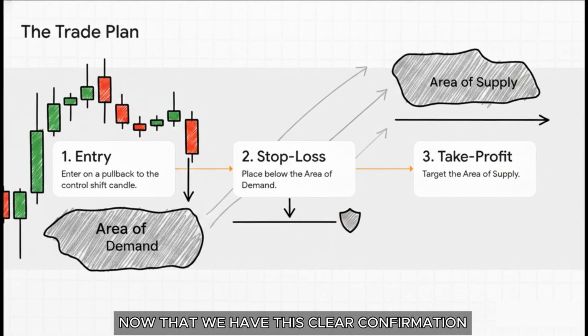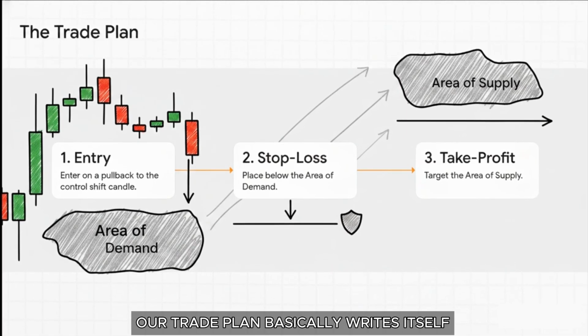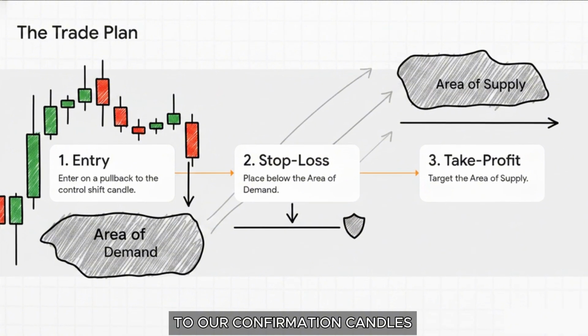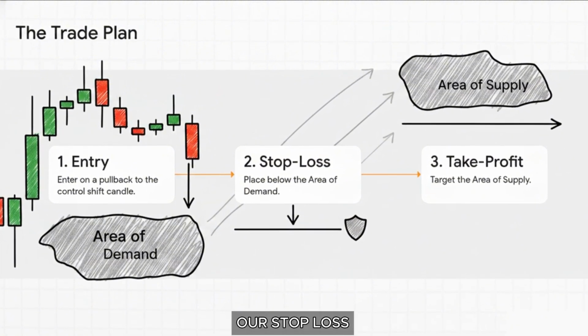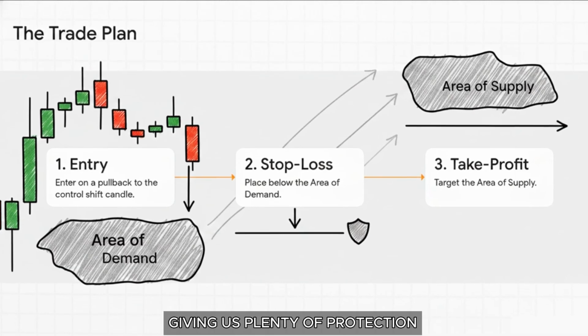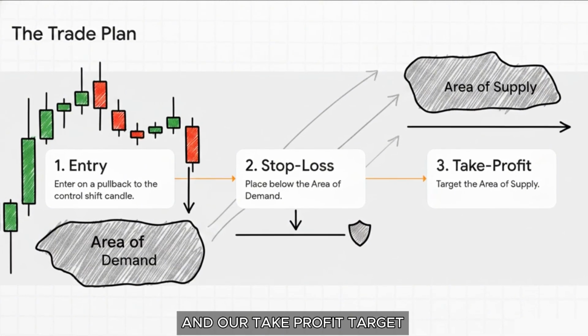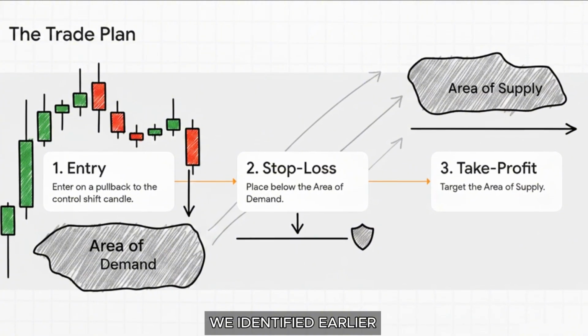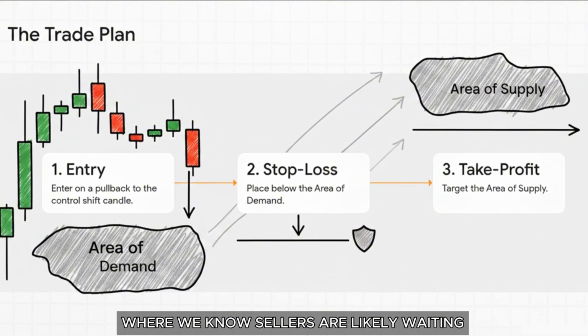Now that we have this clear confirmation, our trade plan basically writes itself. We can look for an entry on a little pullback to our confirmation candles. Our stop loss goes safely below the entire area of demand, giving us plenty of protection. And our take profit target? The most logical place is that area of supply we identified earlier, where we know sellers are likely waiting.